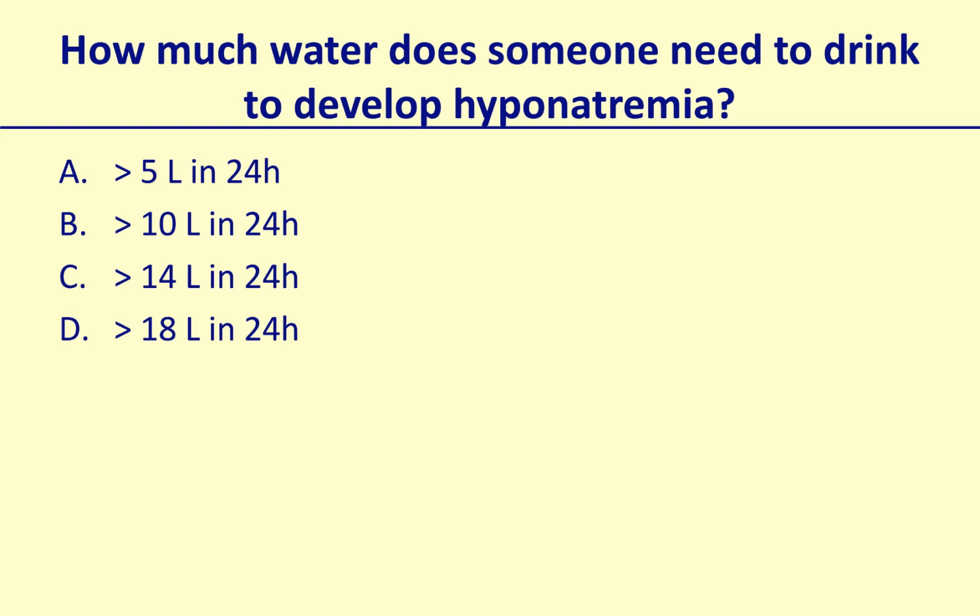Now, how much water does someone need to drink to develop hyponatremia? Is it A, more than 5 liters in 24 hours, B, more than 10 liters in 24 hours, C, more than 14 liters in 24 hours, or letter D, more than 18 liters in 24 hours? And the right answer is D, more than 18 liters in 24 hours.